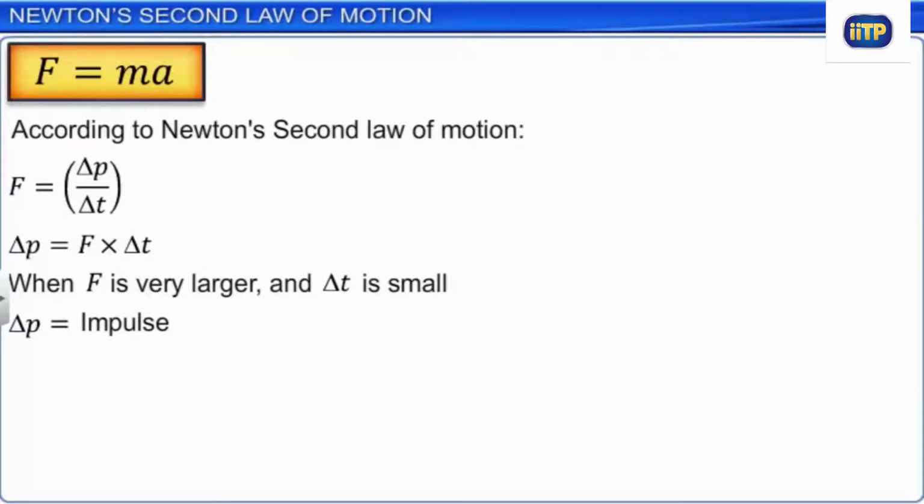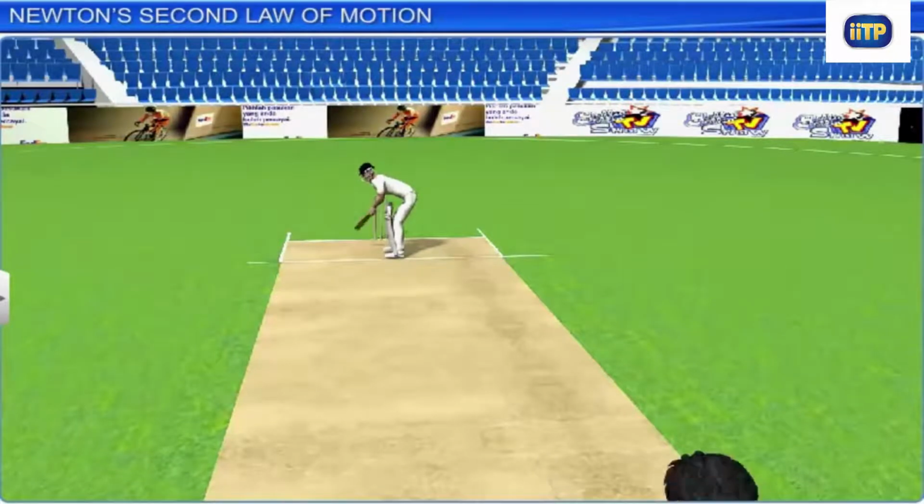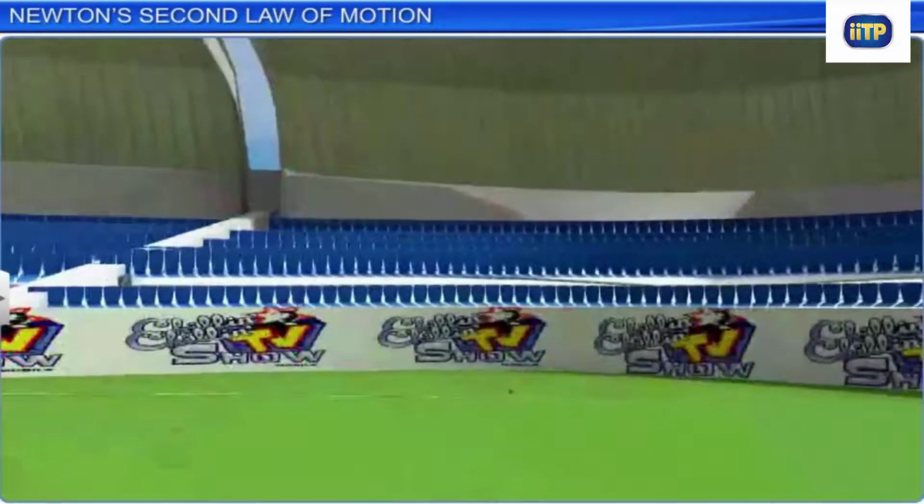A bowler in a cricket match bowls a full toss ball and the batsman hits a six. In this example, the batsman has applied an impulsive force on the ball, due to which there is a tremendous change in the momentum of the ball.